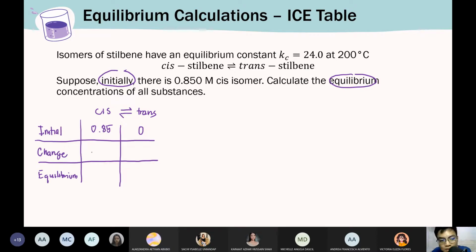Ngayon, ano mangyayari kay cis? Madadagdagan or mababawasan? What do you think will happen to the cis concentration? Will it increase? Will it decrease? Knowing that the reaction is going to the right. What's your idea? Okay. So it will decrease. Tama. Mababawasan siya, syempre, to the right nga eh. Diba? Mababawasan siya and magiging trans siya. So, negative yung change dito, positive yung change dyan.